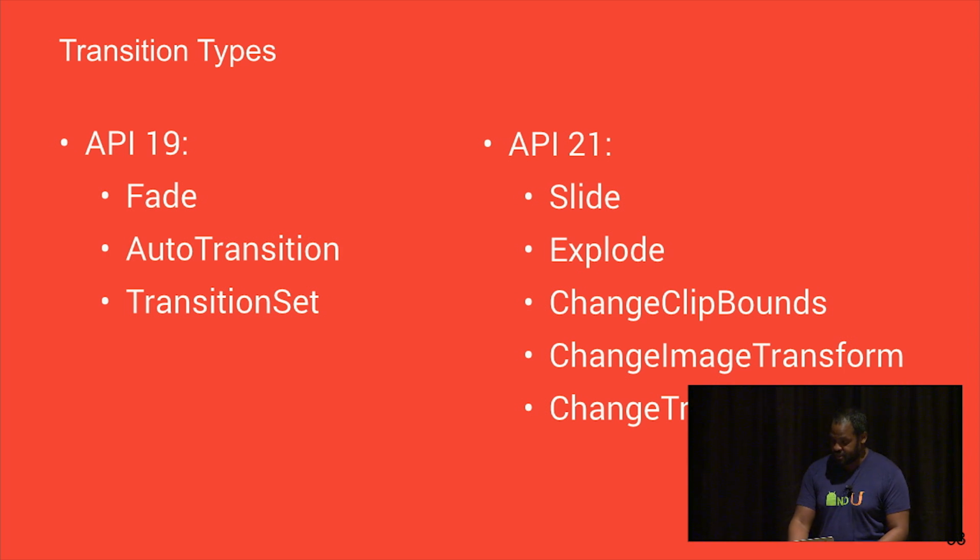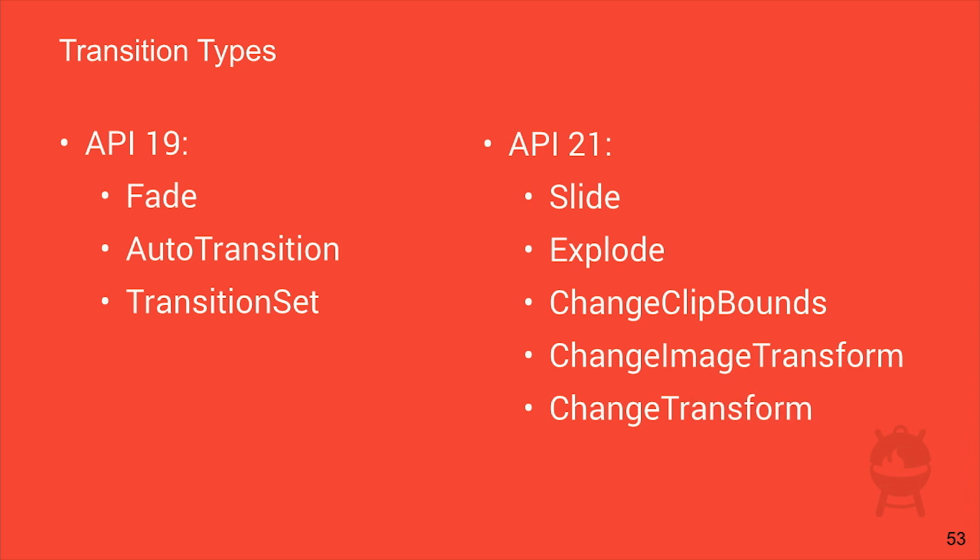There are a bunch of transition types that were introduced in API 19 and API 21. I showed you slide. By default, if you don't set a transition, it's going to use auto transition, which will use a combination of sliding and, I think, exploding and fading and stuff like that. It kind of has a set of things that it will automatically move off the screen.